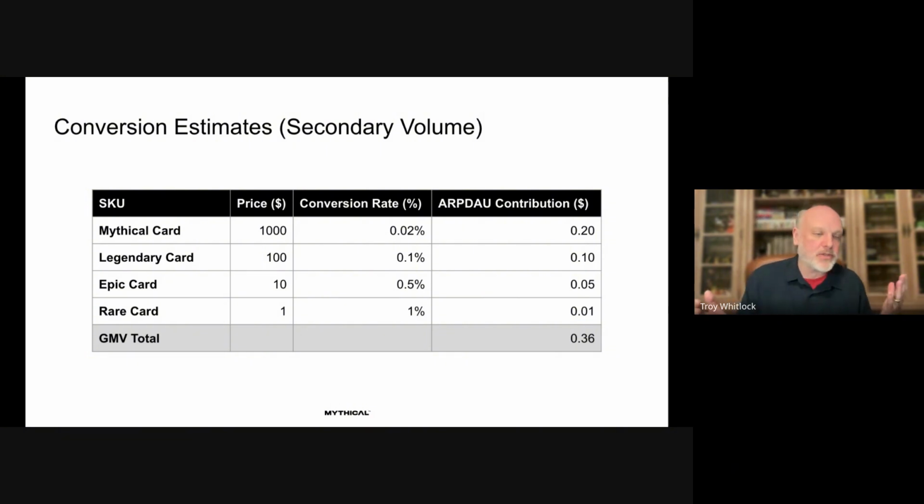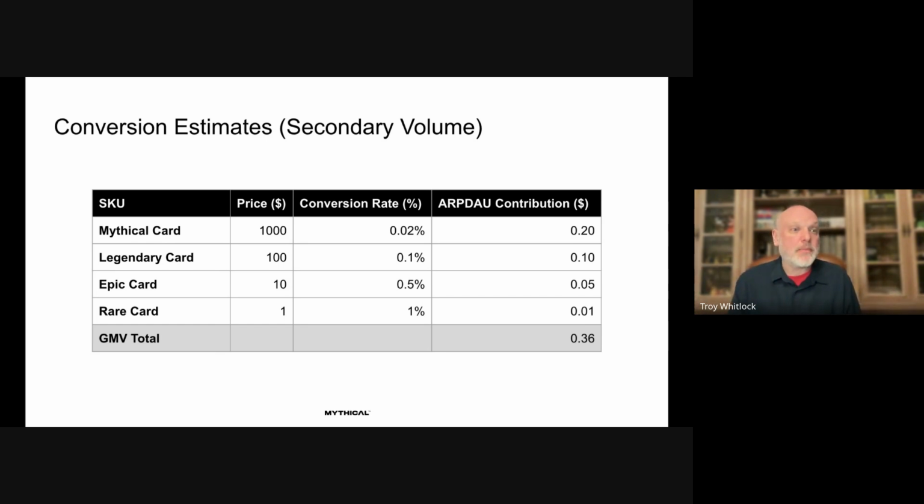So here, these are just swags that, like in our game, we've got mythical cards and legendary cards and epic cards and rare cards, and these each kind of have a cost basis. Like a mythical card, sometimes they're worth $1,000, whereas rare cards can go for as little as $1 or $2. So again, you just apply a conversion rate to that, which is going to give you an ARPDAU contribution for each of those rarity tiers.